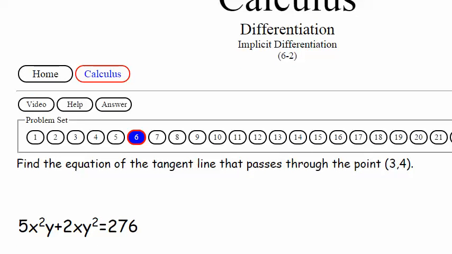6-2. So let's take some time out and write this down. We have 5x squared y plus 2xy squared is equal to 276. Alright. Oh, we're at the point 3, 4. I just about forgot that. Let's move over to the whiteboard and write this stuff down.